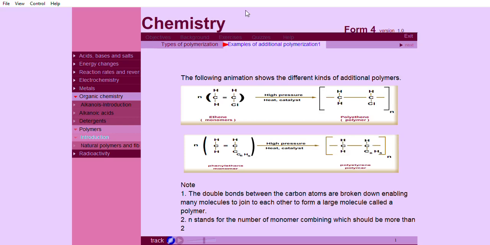Note that the double bonds between the carbon atoms are broken down, enabling many molecules to join each other to form a large molecule called a polymer. N stands for the number of monomers combining, which should be more than 2. The polymer is named after the monomer from which it is synthesized.